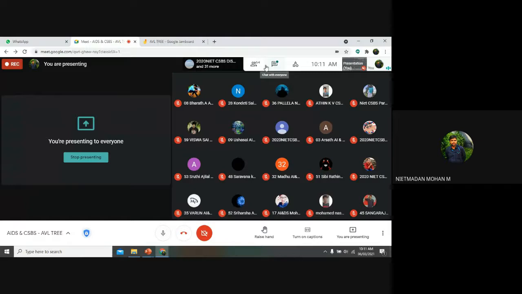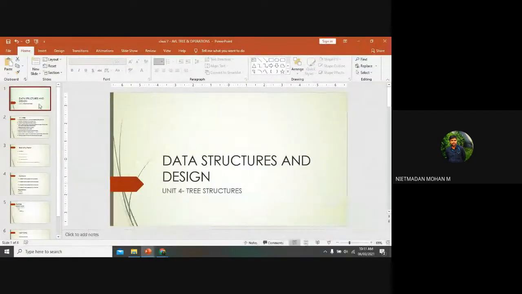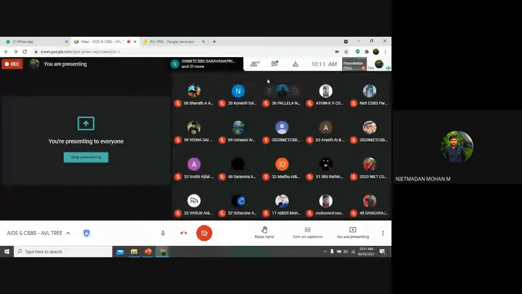So now we will move to the next topic, which consists of AVL trees. AVL trees are an advanced form of the binary search tree. Can anyone tell me what the major property of a binary search tree is? What are the properties of a binary search tree? Yes, exactly: zero or two children for a parent node.